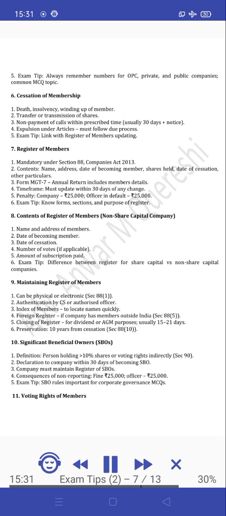10. Significant beneficial owners, SBOs. 1. Definition: a person holding greater than 10% shares or voting rights indirectly, Sec 90. 2. Declaration to the company within 30 days of becoming an SBO. 3. The company must maintain a register of SBOs. 4. Consequences of non-reporting: fine of 25,000 rupees; officer, 25,000 rupees. 5. Exam tip: SBO rules are important for corporate governance MCQs.